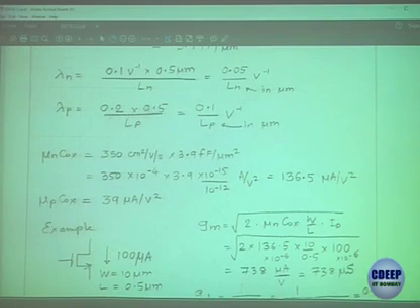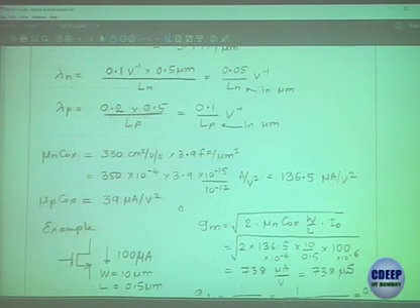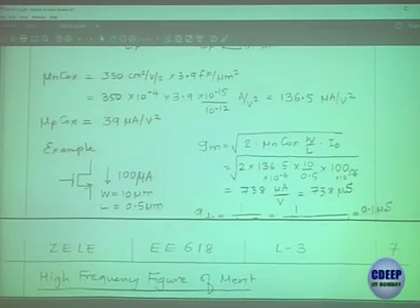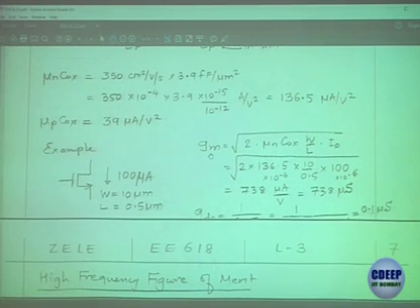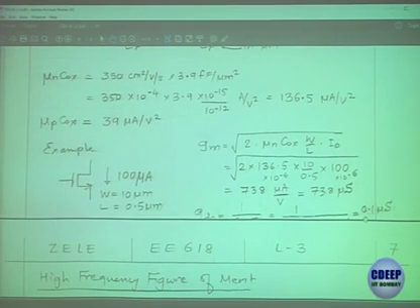So mu n Cox for this technology is 136.5 microamps per volt square, and for PMOS is 39 microamps per volt square, okay. So then after that we went through an example. The purpose of this example was to show you the magnitude of GM and GDS, okay. So we calculated the GM value, that comes out to be 738 microsiemens, and the GDS value is something like 0.1 microsiemens, okay. So you can see there is a large difference between GM and GDS. And when you have GM plus GDS, you can ignore GDS. That's the reason for that.